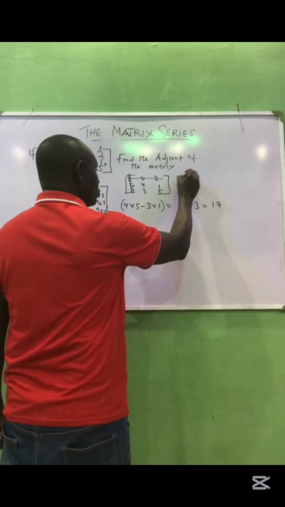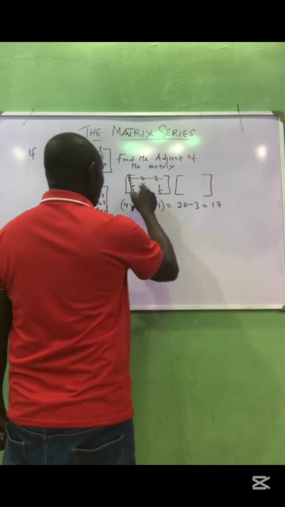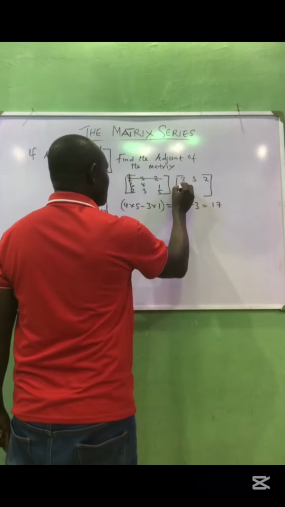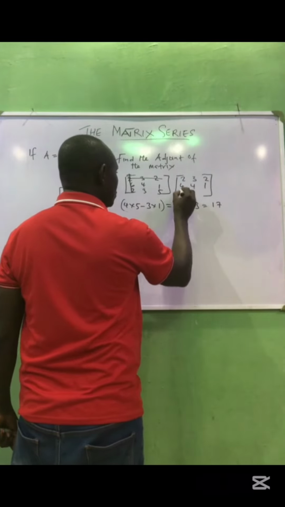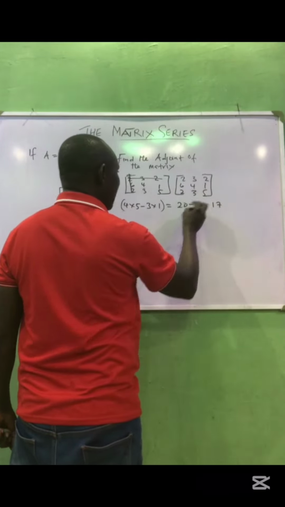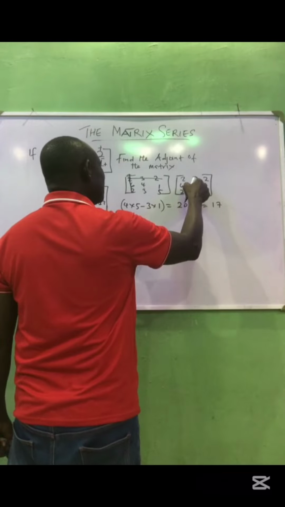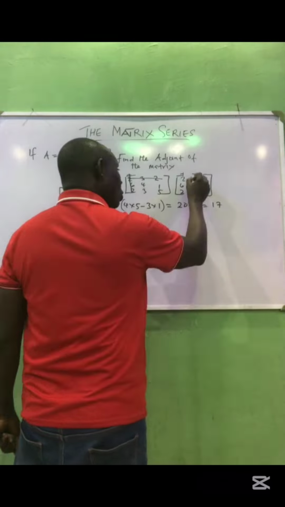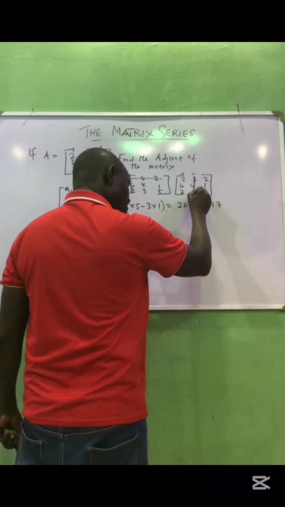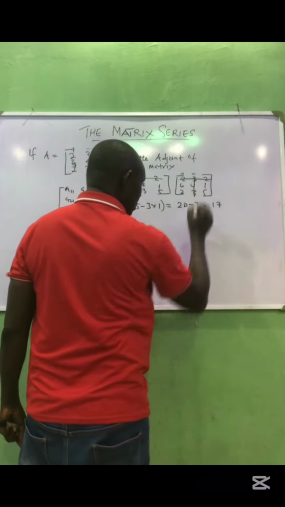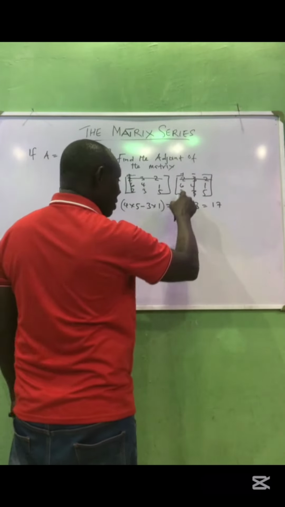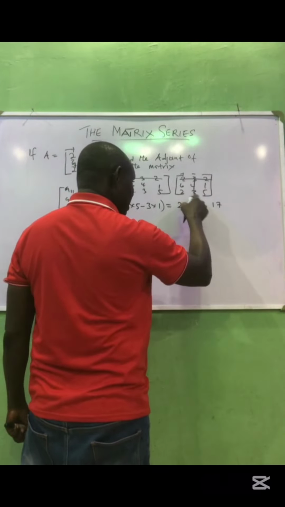Now we go to the second element: 2, 3, 2, 6, 4, 1, 2, 3, 5. If you are considering the second element, know that this one is positive, this one is negative. So all the elements under it have to be crossed out, then the one by it crossed out. Okay, the one on the same row crossed out. Now we are also left with what? A 2 by 2 matrix: 6, 2.